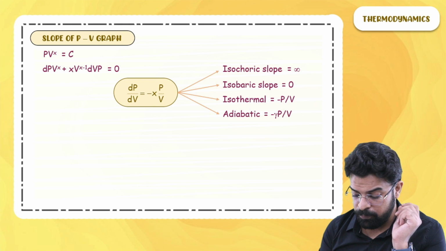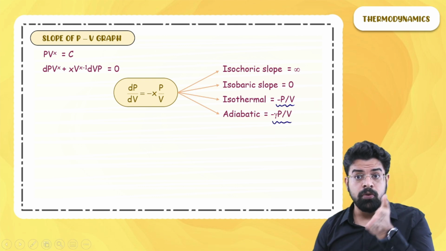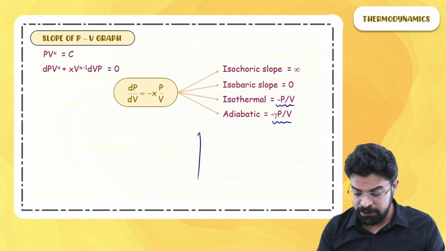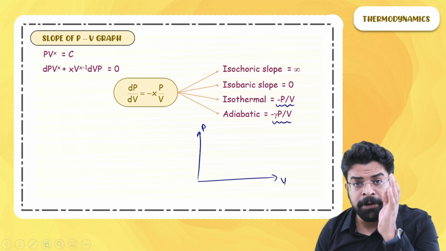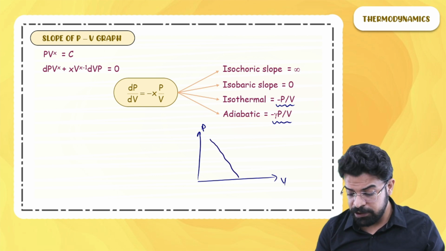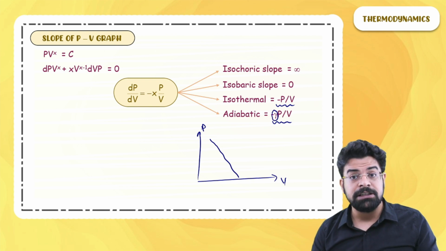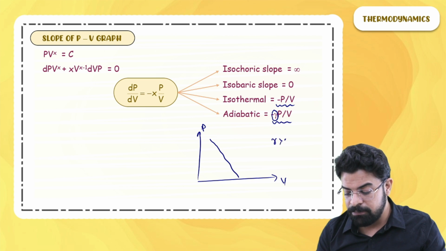Notice that for both isothermal process as well as adiabatic process, we got negative slope. So if you think of the PV graph, and if you draw a tangent at any point on the PV graph, you must get negative slope. Moreover, the magnitude of slope for adiabatic process is gamma times that for isothermal. Remember that gamma is a number greater than 1.